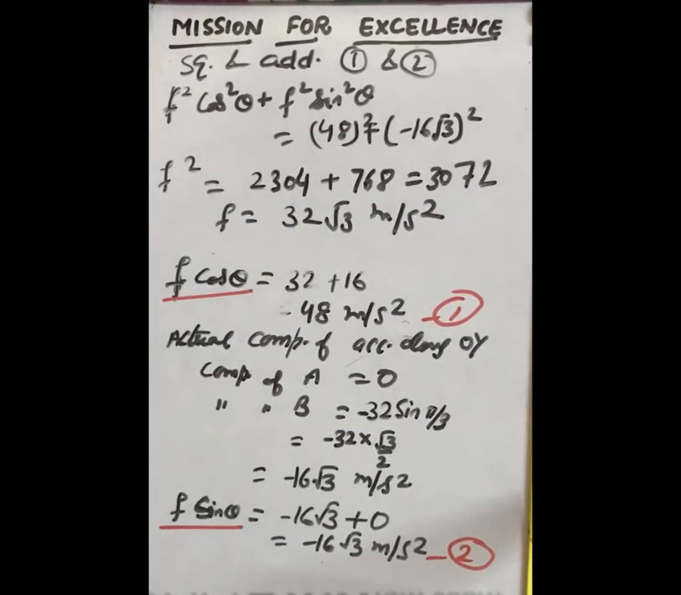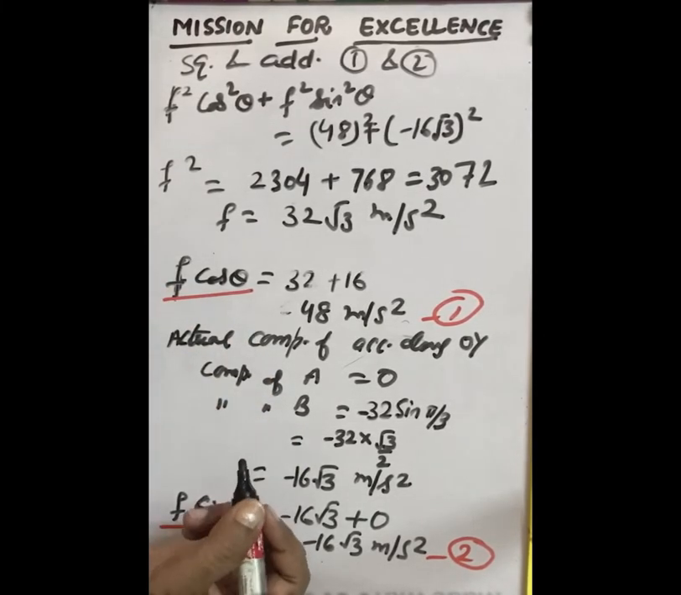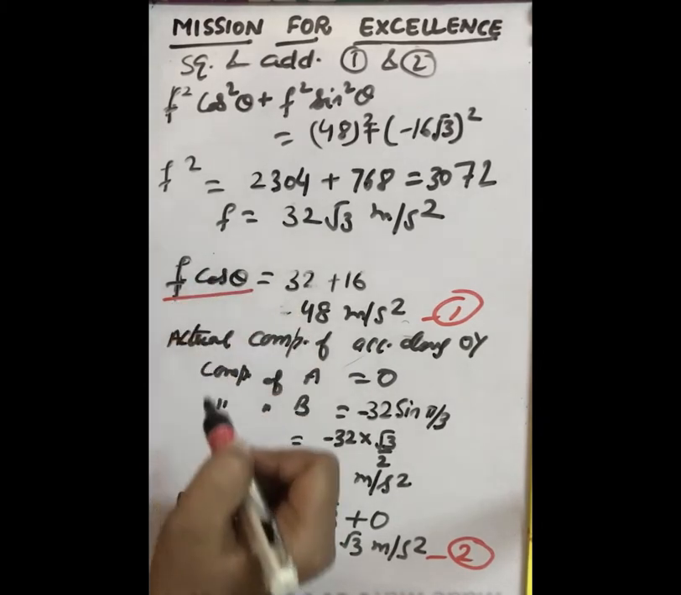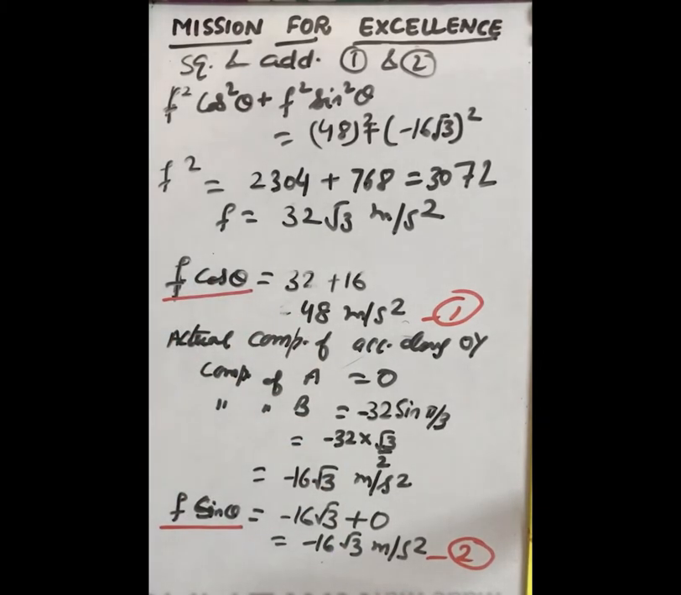This is the resultant acceleration of the two particles A and B. Now let us find out the direction. So dividing equation 1 and 2, let us divide.